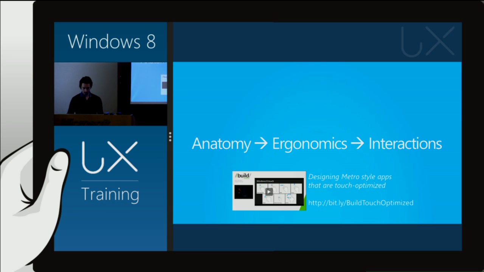We do have a talk that Kai and I did at the Build conference, which is called Designing Metro-Style Apps That Are Touch Optimized. So I really encourage you to look at that talk. It goes into more detail about how we came up with the touch language, and a little bit more about anatomy and ergonomics. So if you're interested in that, put a quick link up at bit.ly build touch optimized.